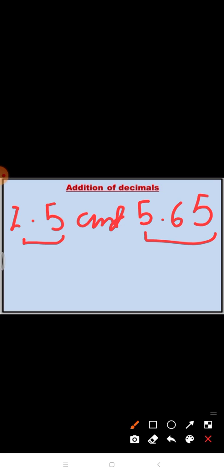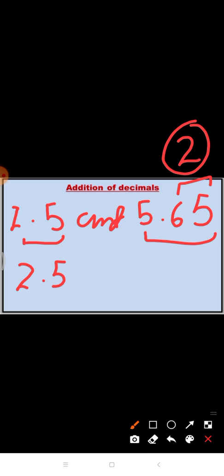So first of all, we will find out the maximum number of decimal places, and we know that the maximum number of decimal places is 2. So we have to make 2 decimal places in each decimal number. So here 2.5 will be equal to 2.50. Now students, here 2.50 and 5.65 are now like decimals.